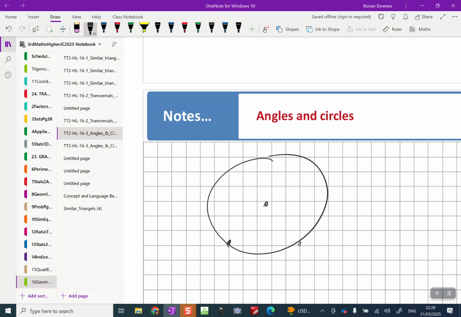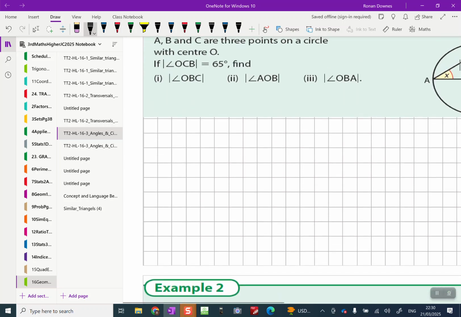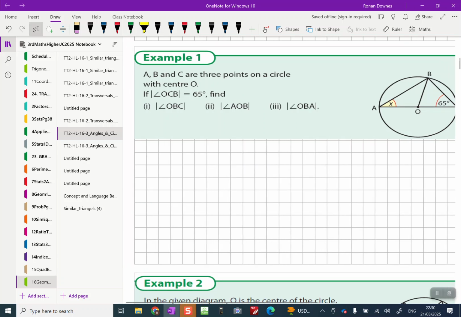Take any 2 points on a circle and the angle they subtend, which just means the angle they make at the center, is twice the angle they make at any point on the edge. So this angle would be equal to this angle, etc. So that angle would be equal to that angle, and this angle will be double that angle. So if this angle is x, this will be double x. Very simple. Lovely theorem.